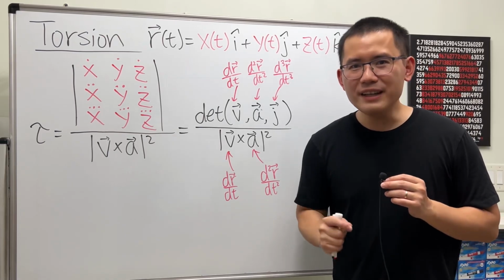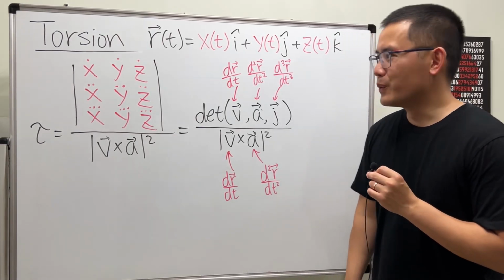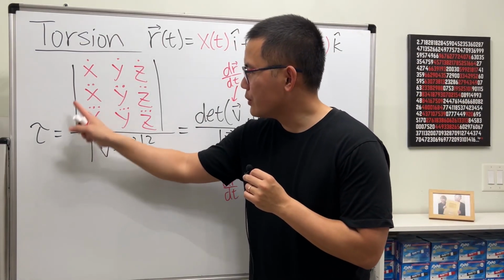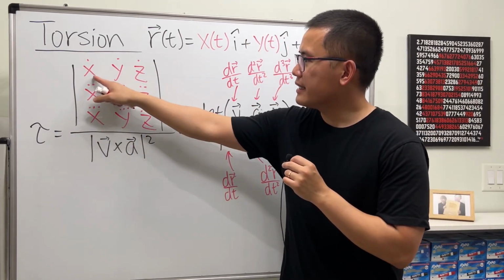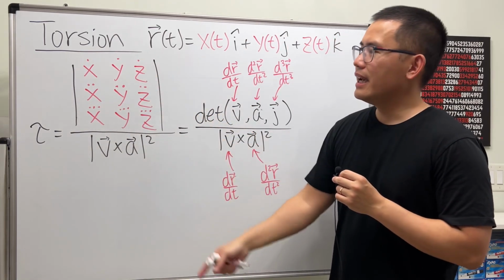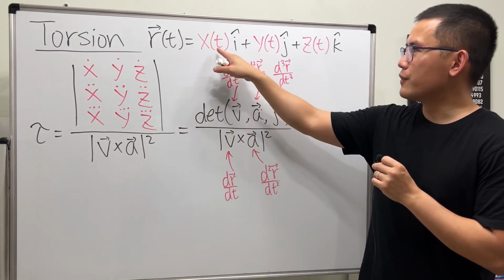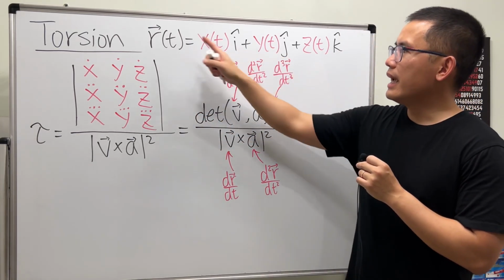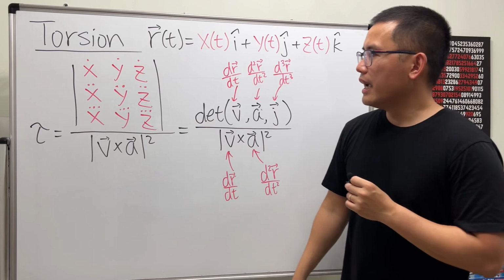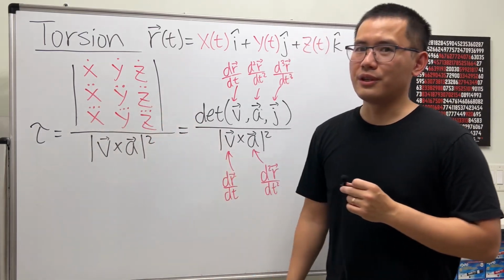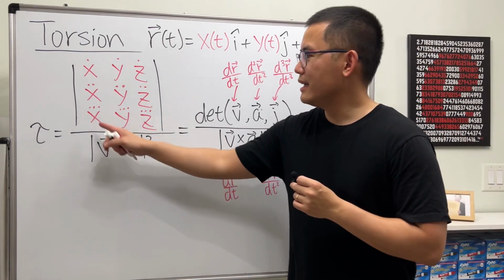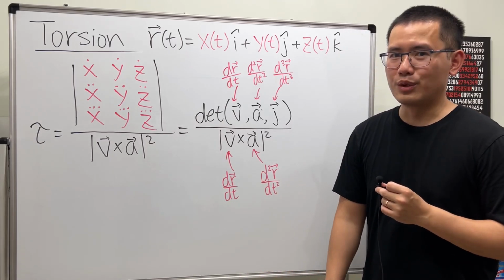Today, we will finally prove the torsion formula, which says the torsion tau is equal to the determinant of x dot, y dot, and z dot. And those are just the first derivatives of x, y, and z right here. And the r is the position. And then next, we have the 2 dots, which is just the second derivative. And 3 dots is just the third derivative.